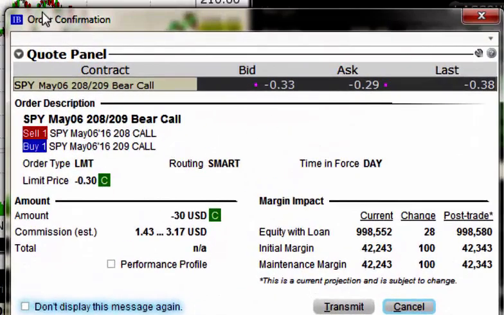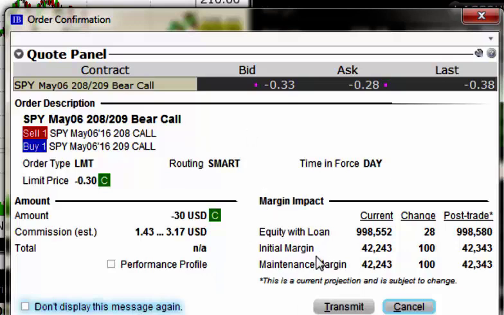We get into the order confirmation window here, and this is just like your last chance saloon. Do you actually want to go ahead and place this trade? Are you sure you want to sell the 208 call? Are you sure you want to buy the 209 call? For a credit of 30 cents. It's important that you see credit there. This is a credit spread. The amount you're getting in is $30 because we're only doing one contract. And they reckon your trading commission will be somewhere between 1.43 and 3.17. So if you're happy with all of this, we click on transmit.